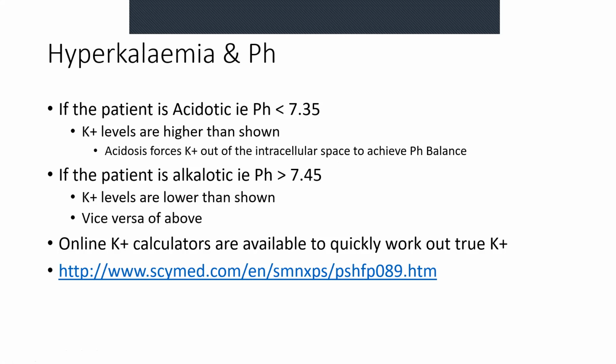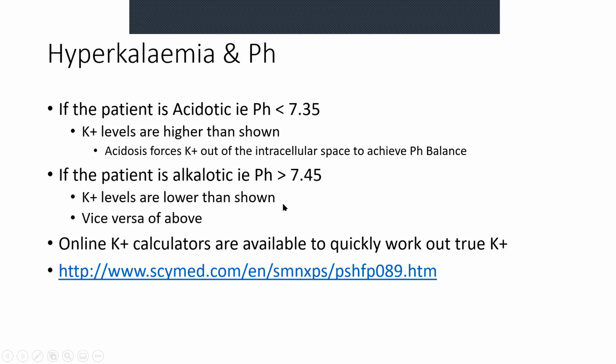So the greater the pH drop, the greater the disparity between your actual potassium and your measured potassium that you can see on that. And it's the complete opposite for a patient who's alkalotic. So when a patient goes above 7.45, your potassium levels are lower than shown.